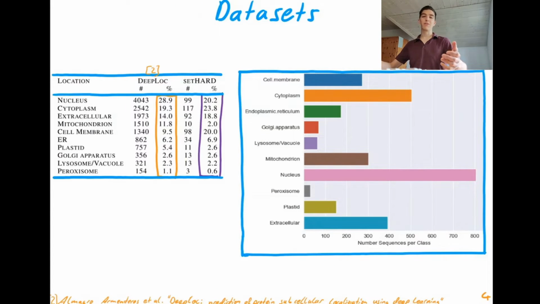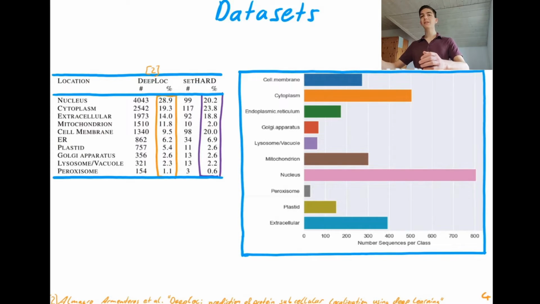Then what do we evaluate our method on? Well, we have this deep log dataset, which is probably the standard dataset for subcellular localization prediction. So maybe what ImageNet is for images, this is for subcellular localization prediction. In this dataset, we have these 10 different location classes, and we can also see over here that they're really unevenly distributed and we have very high class imbalance.